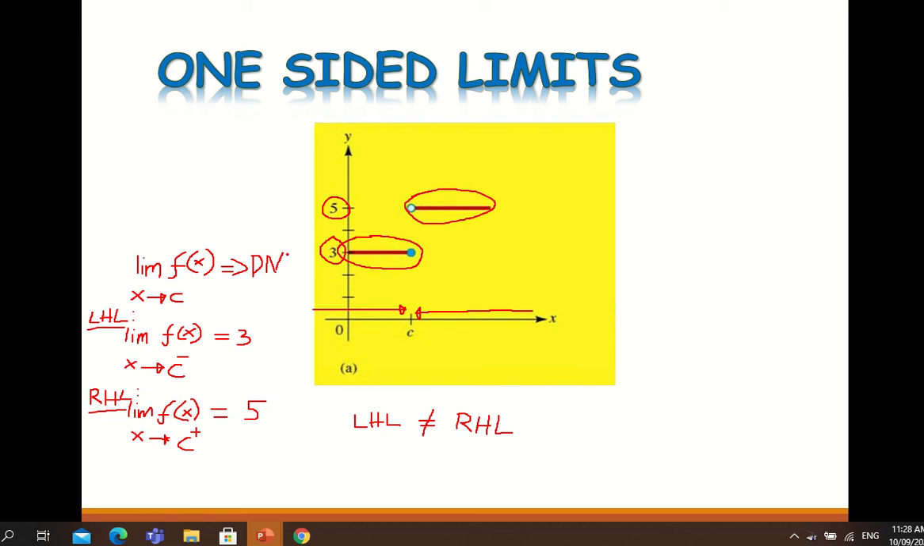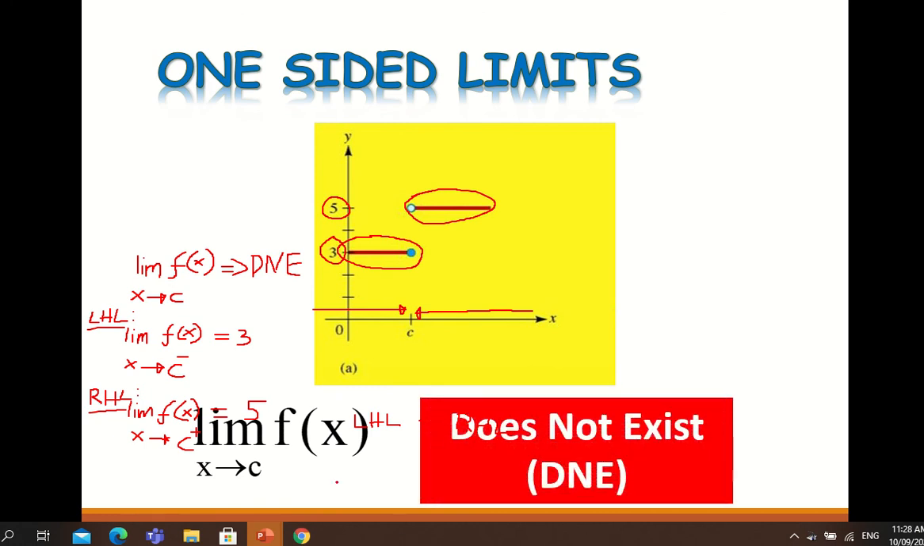This is what we discussed last time. I hope you recall this, and if you were not able to understand before, I hope that this time you already understand. Here we can say that the limit of the function f of x as x approaches c does not exist.